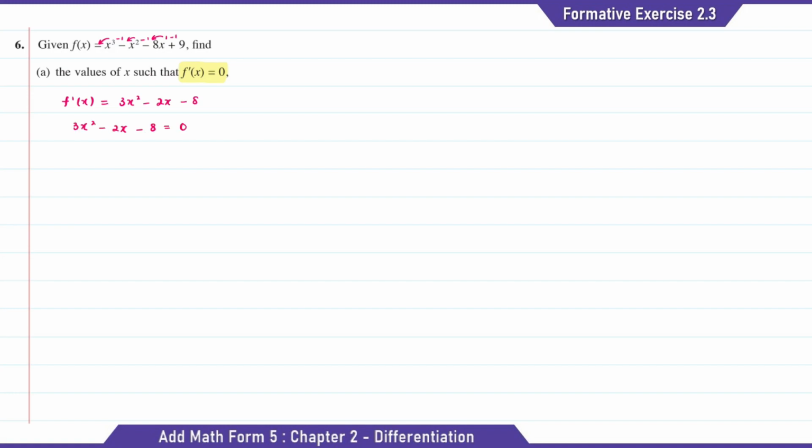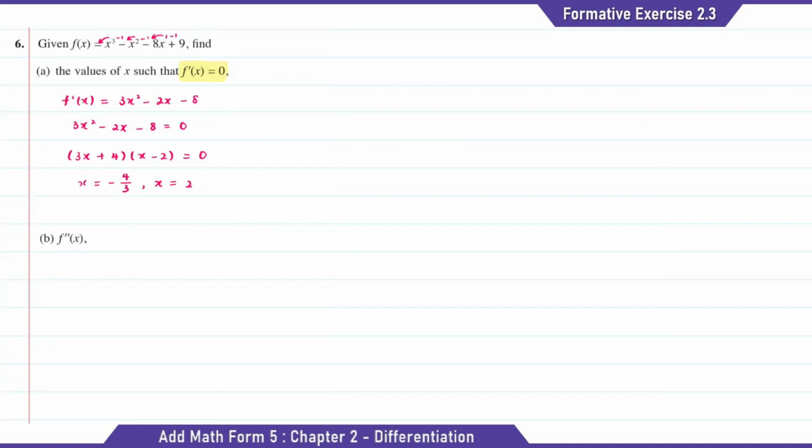This is a quadratic equation. To solve this using factorization, we're going to get 3x plus 4, x minus 2 equal to 0. Then x is equal to negative 4 over 3, or x is equal to 2. Question B: find the second derivative of f. It will be 6x minus 2.